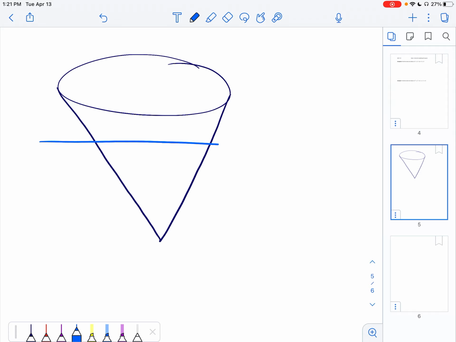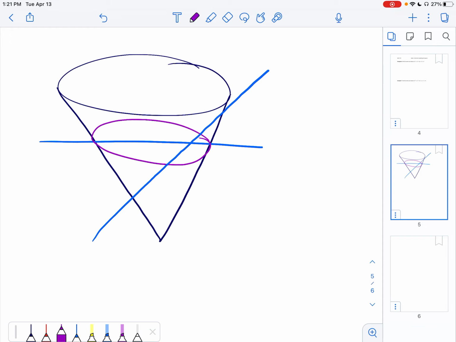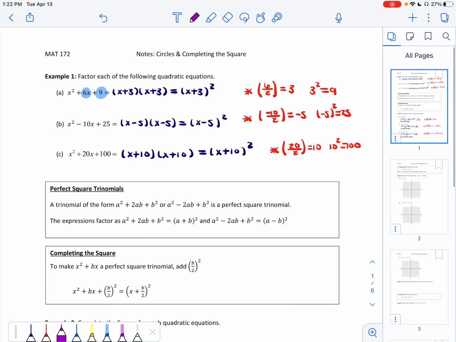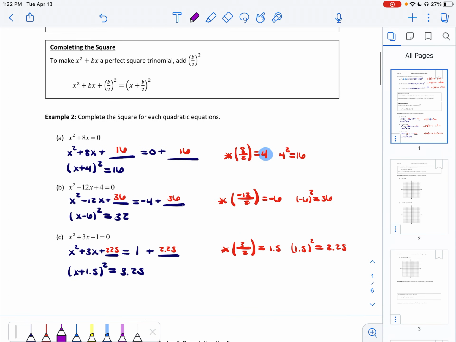So if we were to cut straight across, then you would get a circle. Or if you would cut across at a little bit of an angle, then you get an ellipse. Okay, so depending on how you cut this cone, you're going to get different shapes out of it. So the different shapes that we're going to be looking at are circles, parabolas, ellipses, and hyperbolas. So that's what we're going to be doing throughout the rest of this unit, and we're going to be using this idea of completing the square in order to solve those problems.